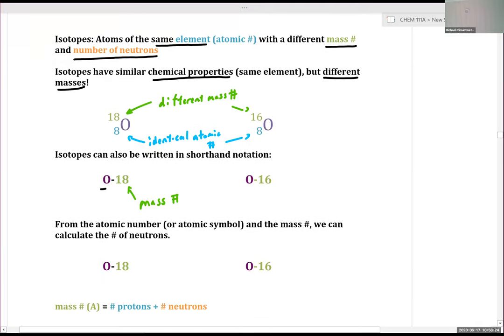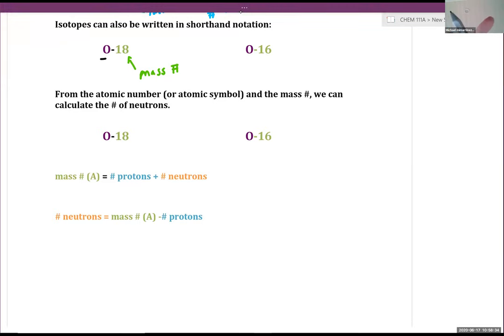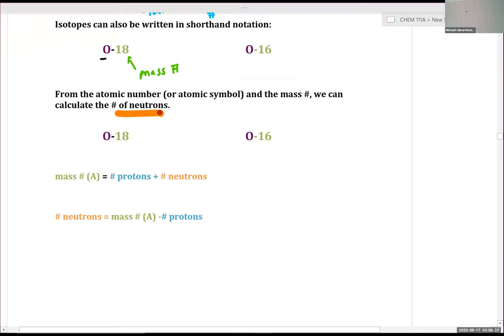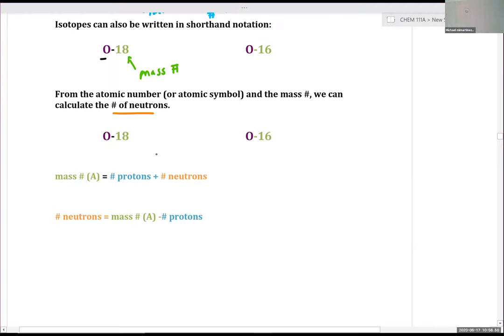Now, from the atomic number and the mass number, we can in turn figure out the number of neutrons. Oops, let me change that one moment. There we go. So then, if we rearrange our equation for the mass number to solve for the number of neutrons, we get the number of neutrons is equal to the mass number minus the number of protons. Perfect. So let's look at an example for oxygen 18.